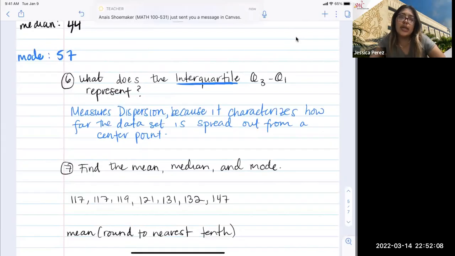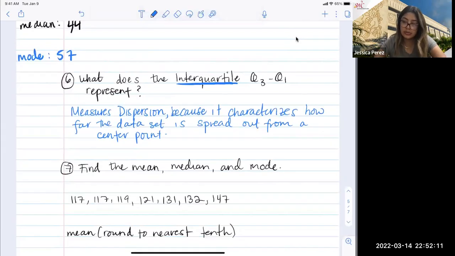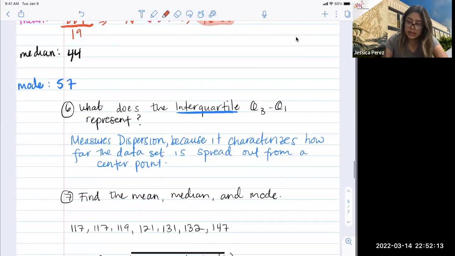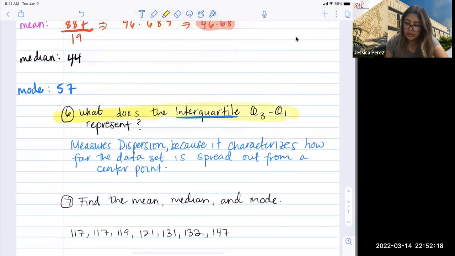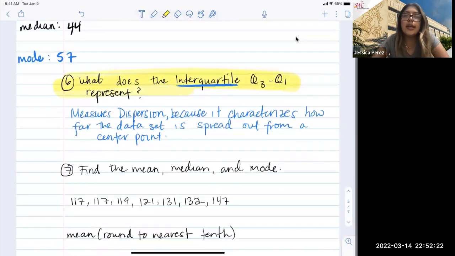What does it represent? This is actually in your notes, so refer to your notes here, but I actually wrote a solution here. It calculates the measure of dispersion because it characterizes how far the data set is spread from a center point. Remember, our center point is our median. So it's the spread of the data from the center. That's what the interquartile represents.